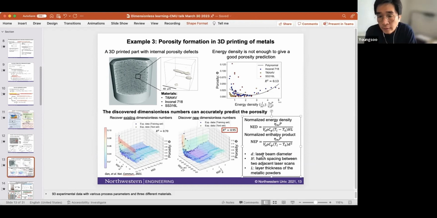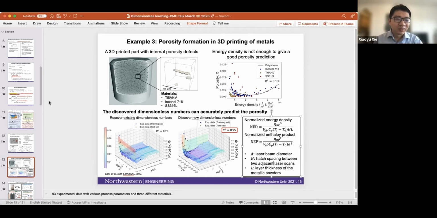Okay, there is another question by Varun. Are there any systems that cannot be described with dimensionless parameters? Have you tried this approach on those to see what happened?